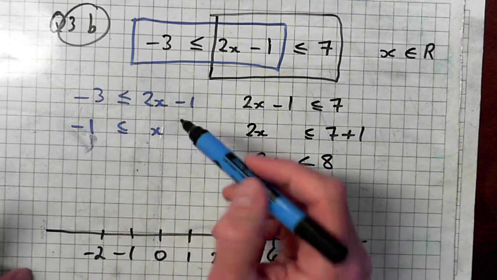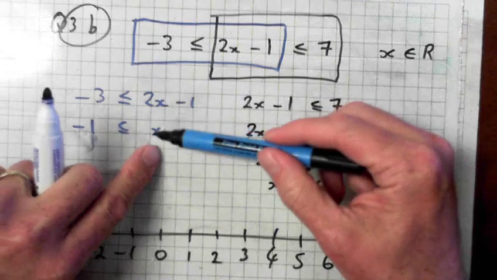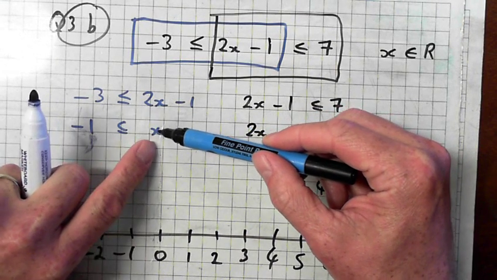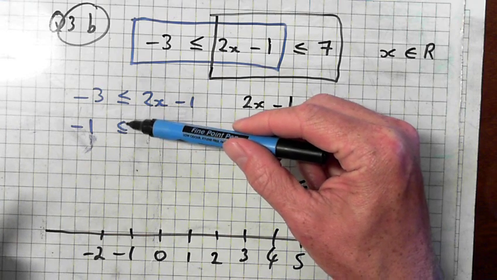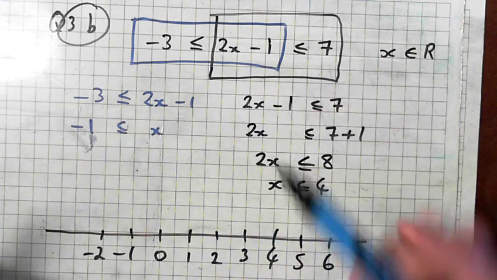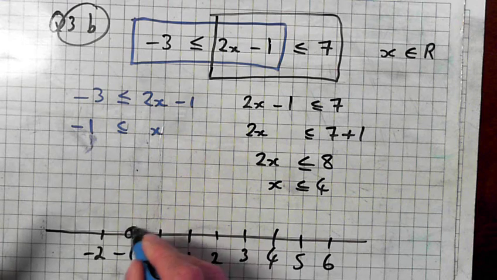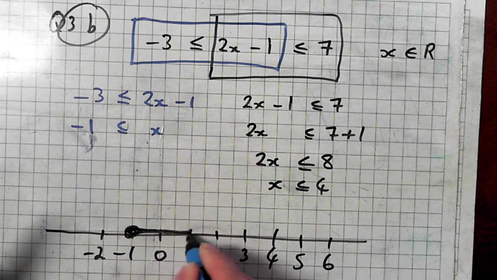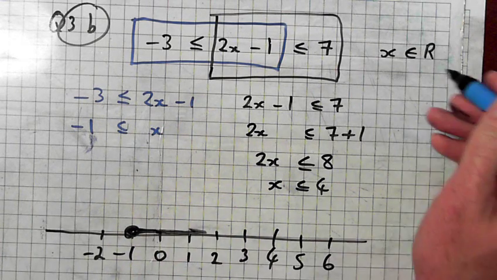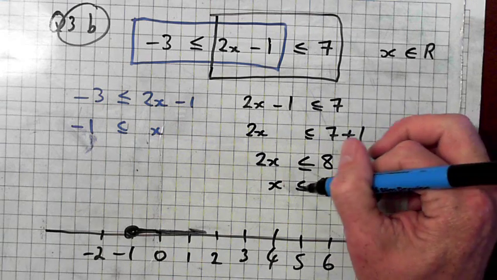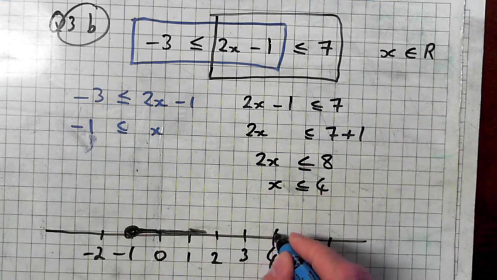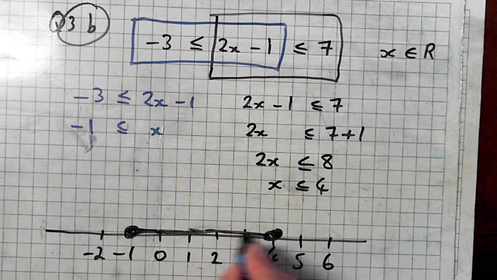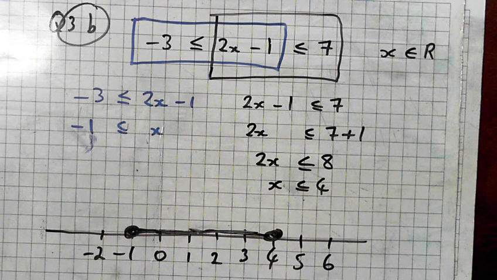Alright, so this one, always read from the x first. X is greater than or equal to minus 1. So equal to minus 1 and greater than, tick line. Or is always a tick line. And then x is less than or equal to 4. So equal to 4 and less than 4. See that? Yes. Okay.